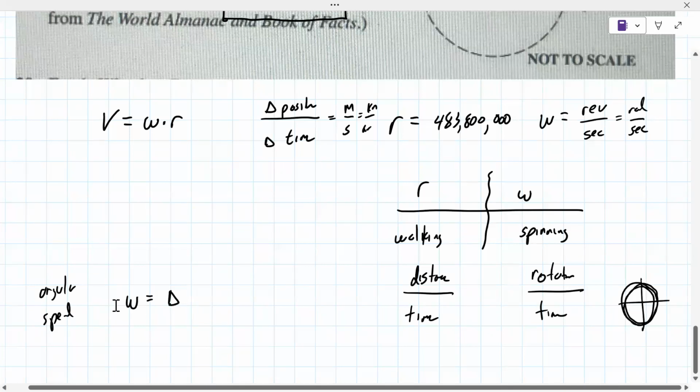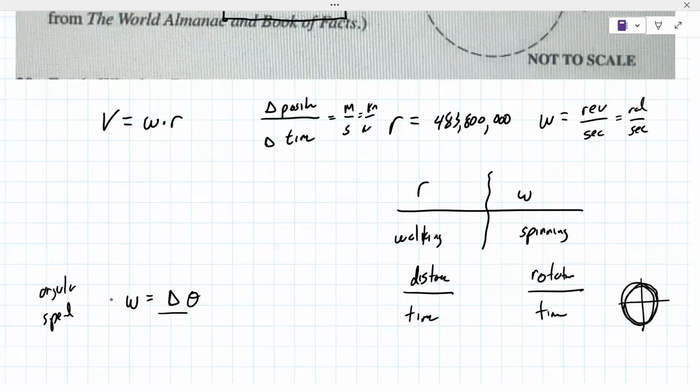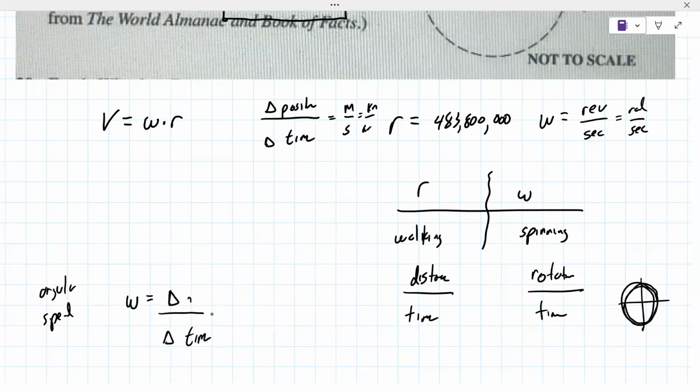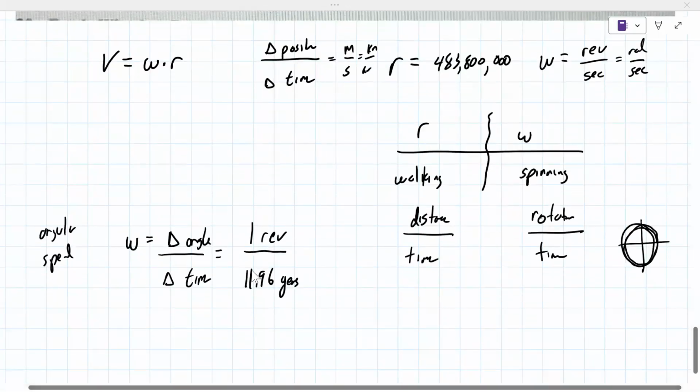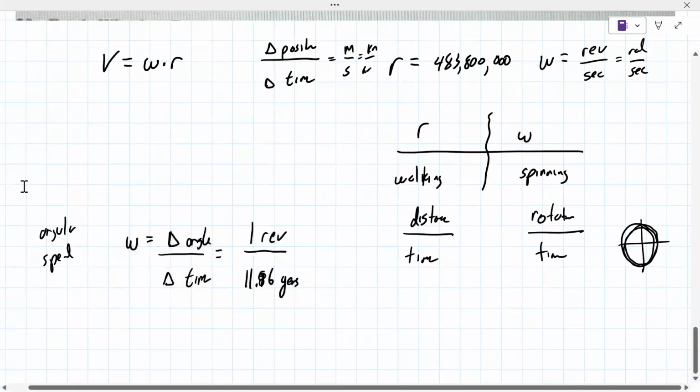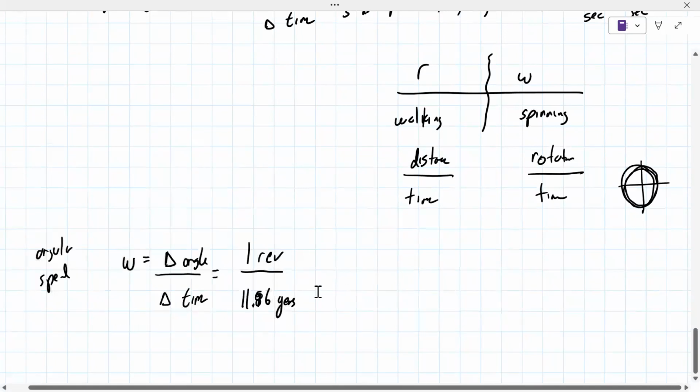So the angular speed is the change in the angle, the rotation, over the change in time. I use letters. So it's typically one revolution per unit time. Time in this case is 11.86 years. One revolution around the sun takes 11.86 years.